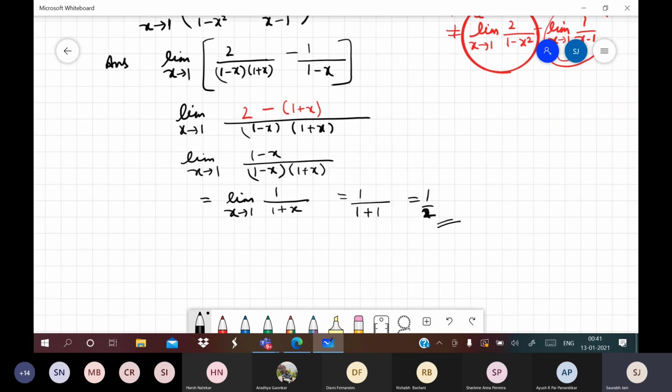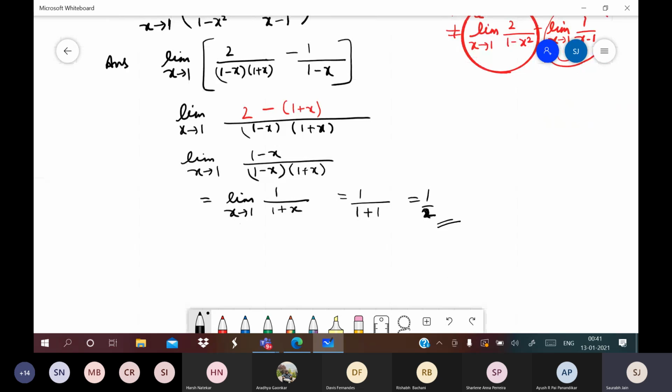Now suppose let us take one more question of this kind. Suppose we have to take limit x tends to 2 of x upon (x minus 2) minus 4 upon (x square minus 2x). Solve this. Okay, solve this.